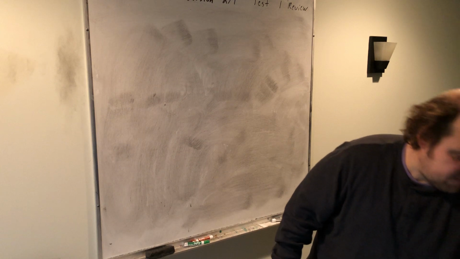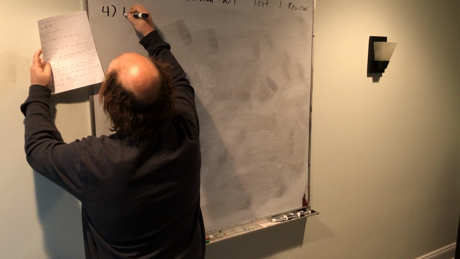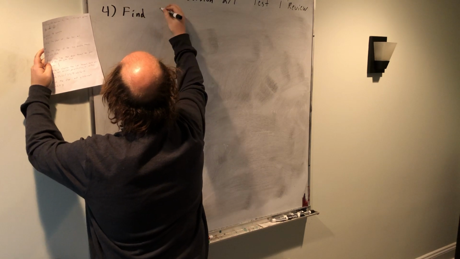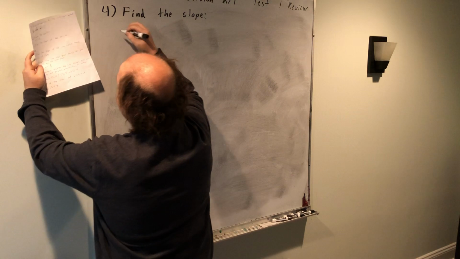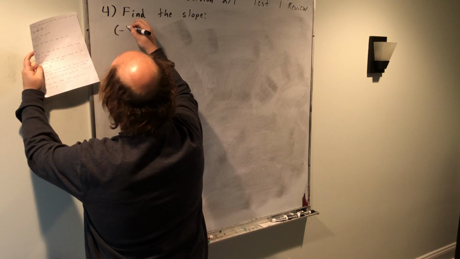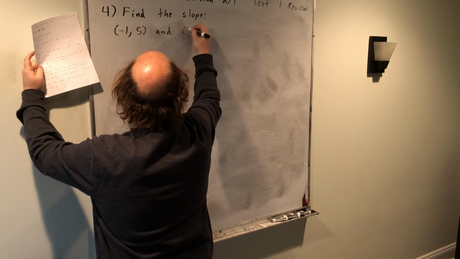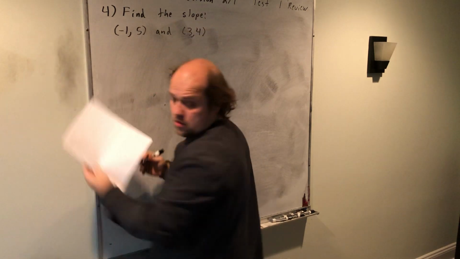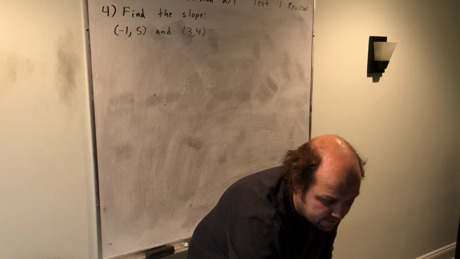So problem 4 says find the slope. We're given -1, 5, and 3, 4. I'm sorry, might as well go full screen so you guys can see what I'm writing.